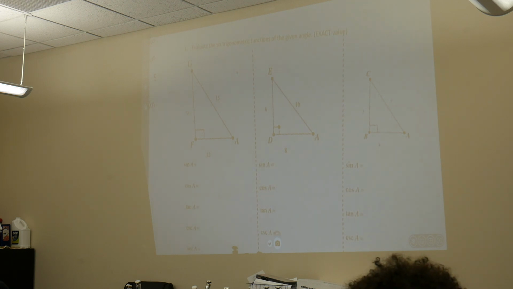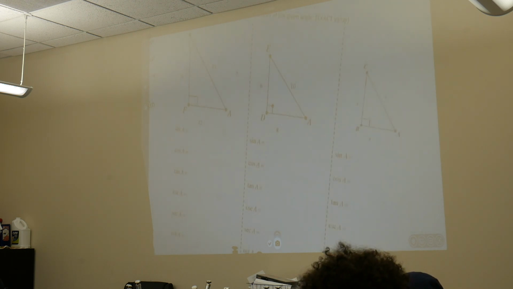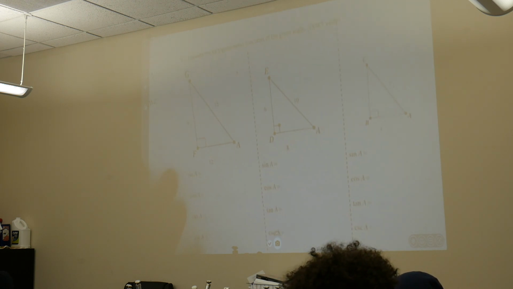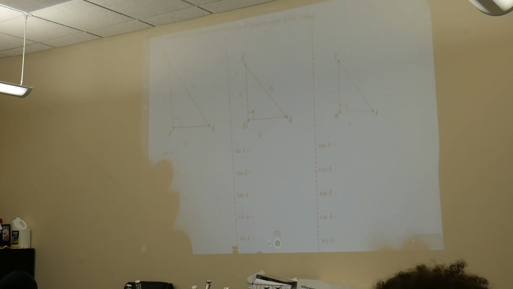Where I want you to start working is when you flip the page. I'm going to do one of these, but we're going to do one of these together, and then you got to do the other one. So we're looking at problem 1, a triangle that has FGA. Everybody seen that triangle? All right.